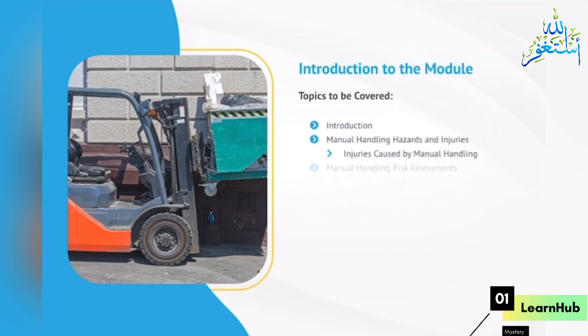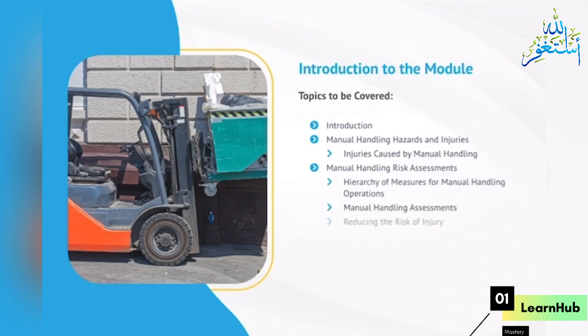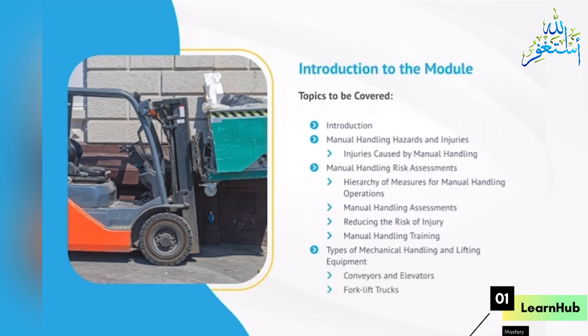Manual handling hazards and injuries. Injuries caused by manual handling. Manual handling risk assessments. Hierarchy of measures for manual handling operations. Manual handling assessments. Reducing the risk of injury. Manual handling training. Types of mechanical handling and lifting equipment. Conveyors and elevators. Forklift trucks.